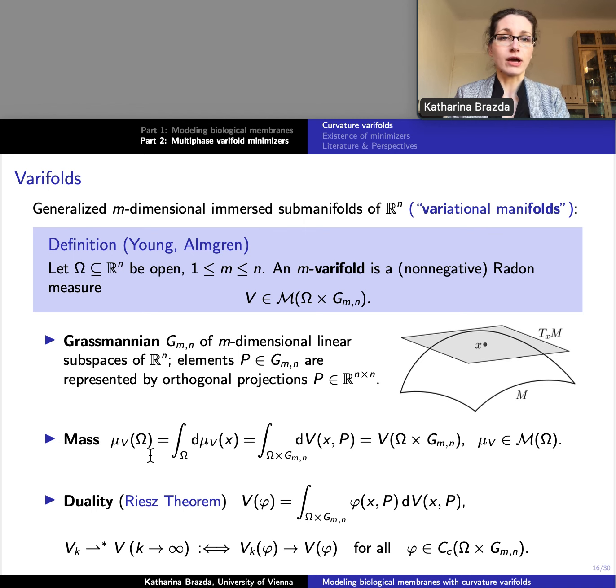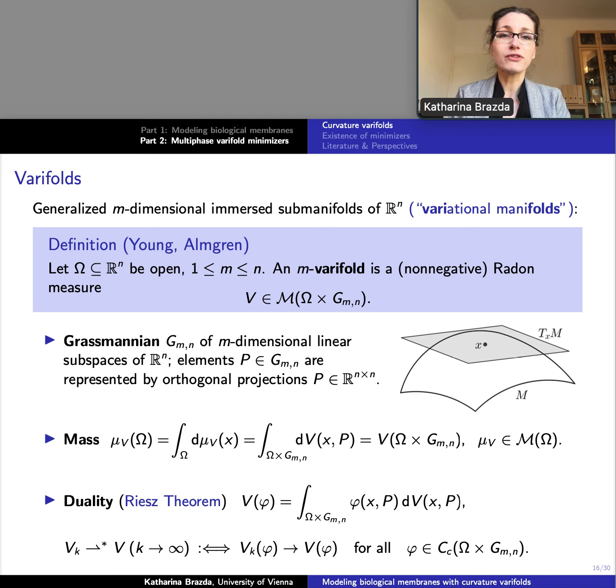The mass of a varifold is simply the induced Radon measure on omega. And thanks to the Riesz theorem, by which Radon measures are in duality to continuous functions with compact support, one can characterize varifolds by their actions on such test functions phi. Finally, varifold convergence is the weak star convergence of measures, which explains their favorable compactness properties. Yet, varifolds, being just Radon measures, can be very irregular.